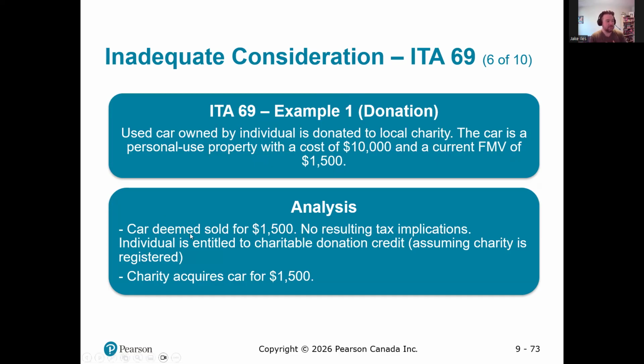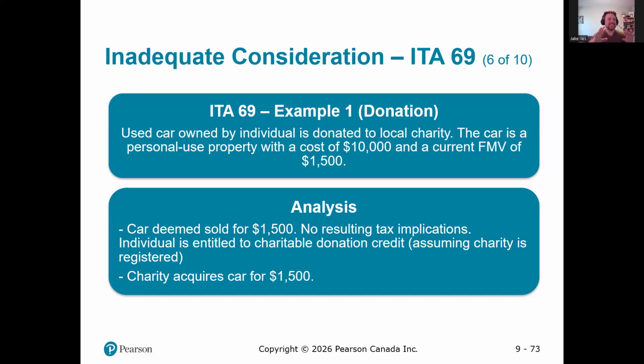The car is deemed to be sold for $1,500. The charity is considered to be getting something that is worth $1,500. There's no tax implications because my personal vehicle, I cannot sell at a capital loss. So there's no tax implications. I won't report it as a loss, but I will get a donation credit for the $1,500. The charity acquires the car for $1,500. So that $1,500 is now the charity's cost base.